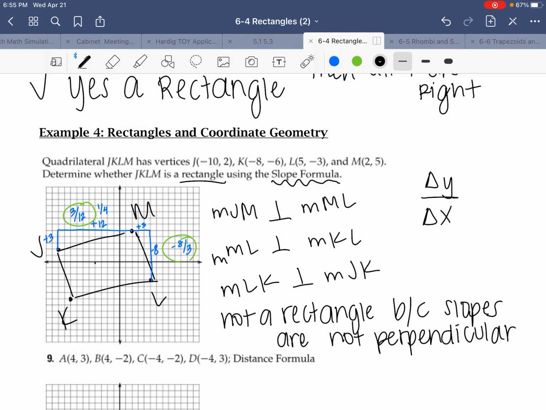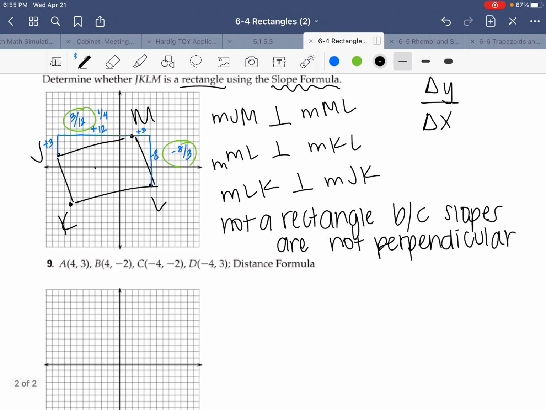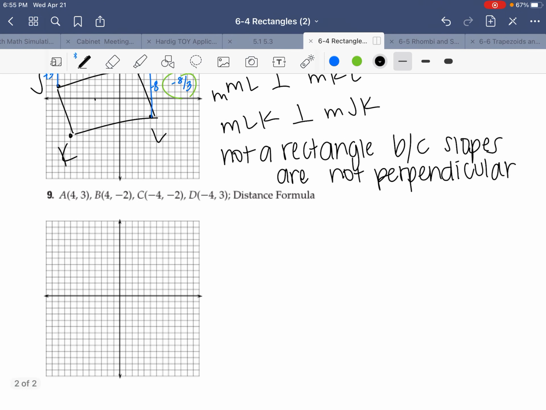Okay, now we're going to move on to the next part, which is number 9. And again, we have these 4 coordinate points that create our rectangle, and now we want to prove it using the distance formula. Well, we know that if opposite sides are congruent, that makes it a parallelogram, but we want to prove that it's a rectangle. So we need to actually be looking at the diagonals and seeing if those two are congruent.